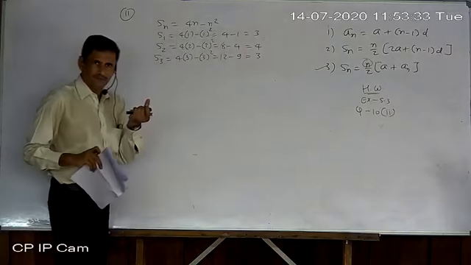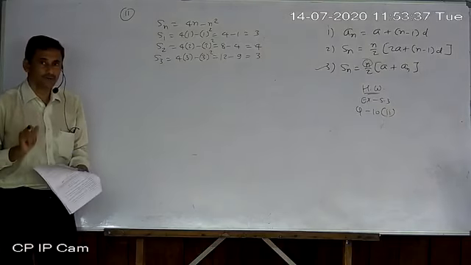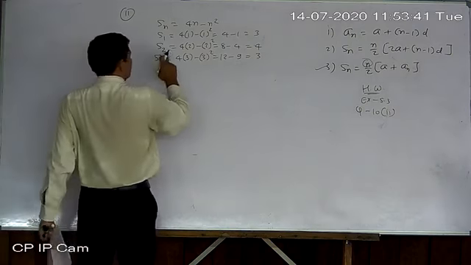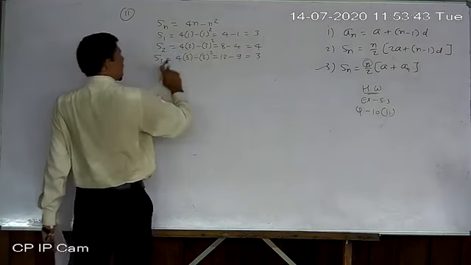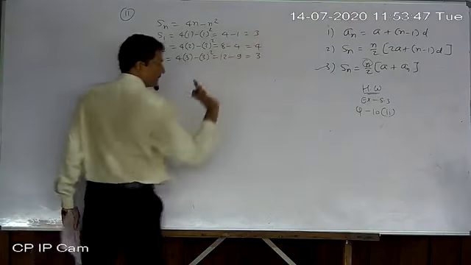So the first term sum means the first term itself. Sum of the first term means what? The first term itself. It is 3. Then the sum of the first two terms is 4. The sum of the first three terms is 3. Don't get confused by the repetition of 3.